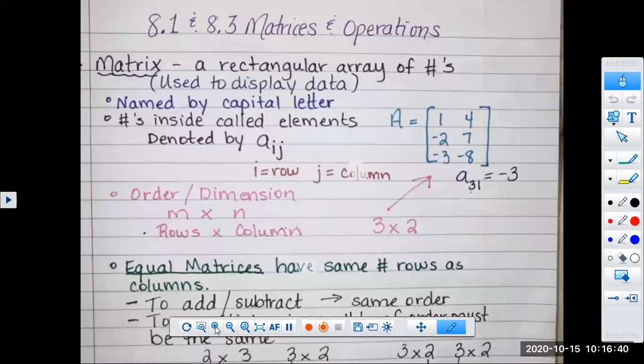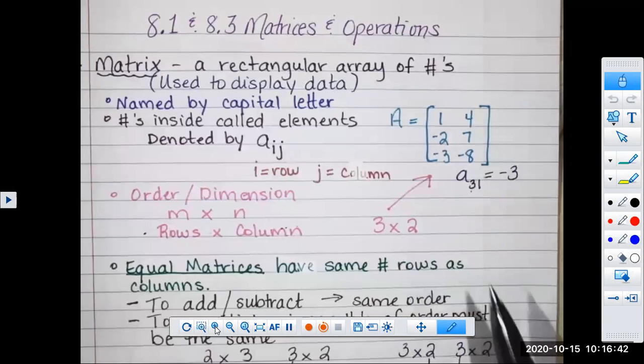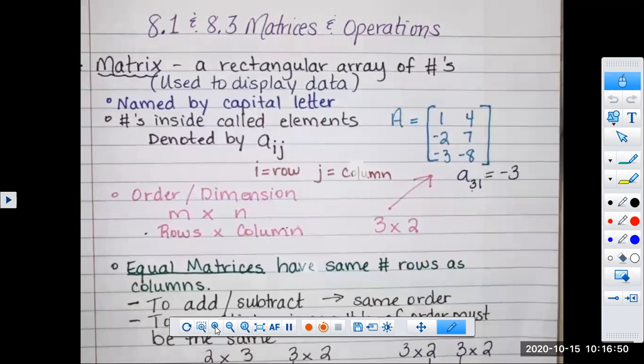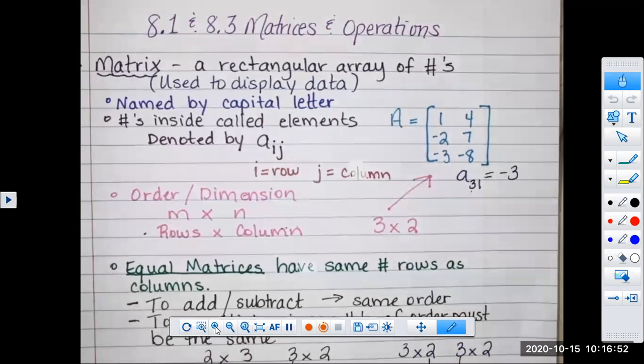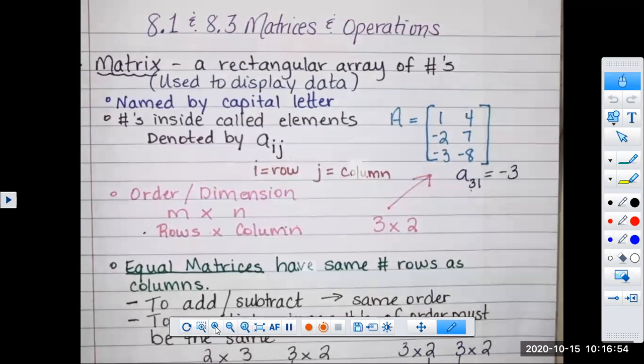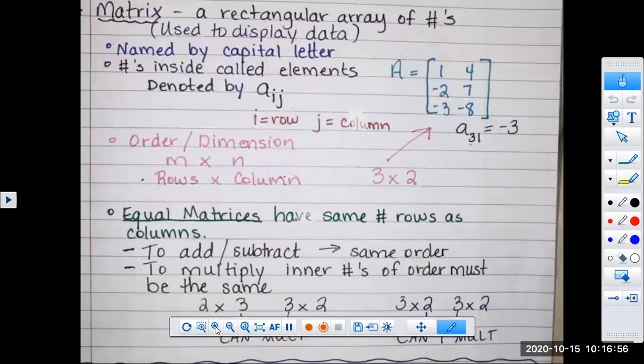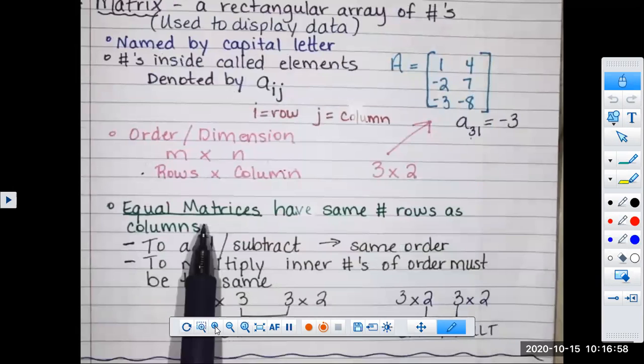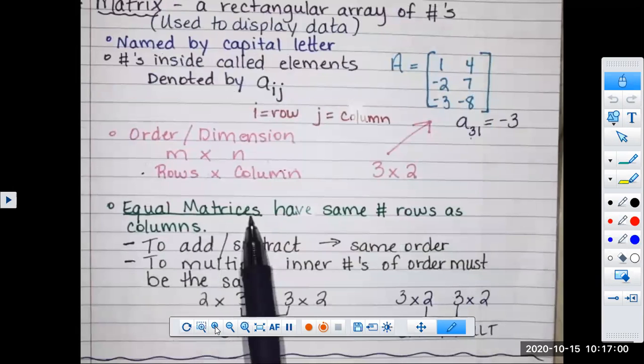You're going to use the order or dimension to help you determine if you can add and subtract them, or if you can, you're going to use that also to tell whether you can multiply. Okay, equal matrices, that's just simply matrices that look like they're squares. They have the same number of rows and columns.